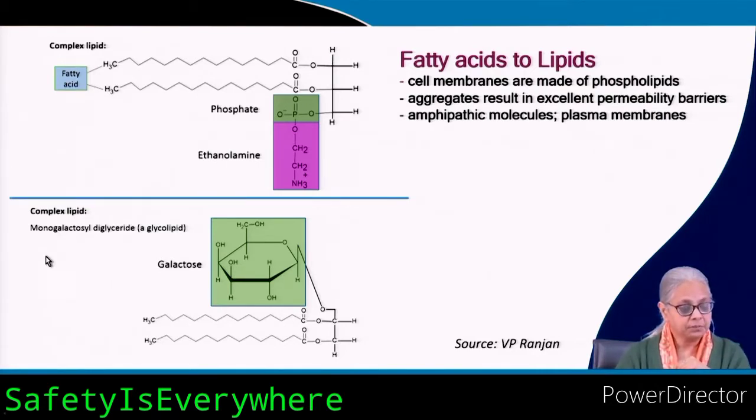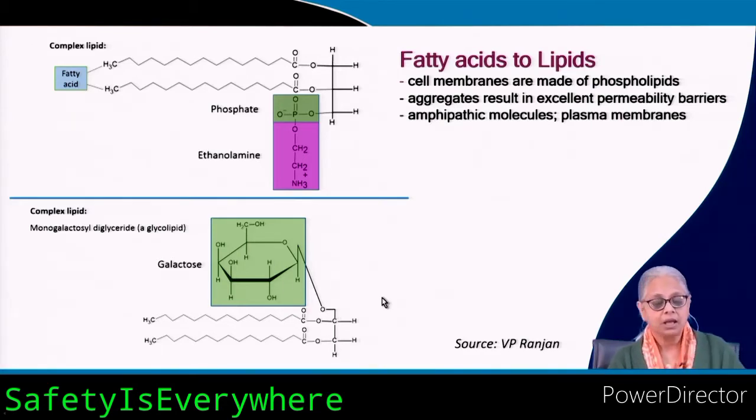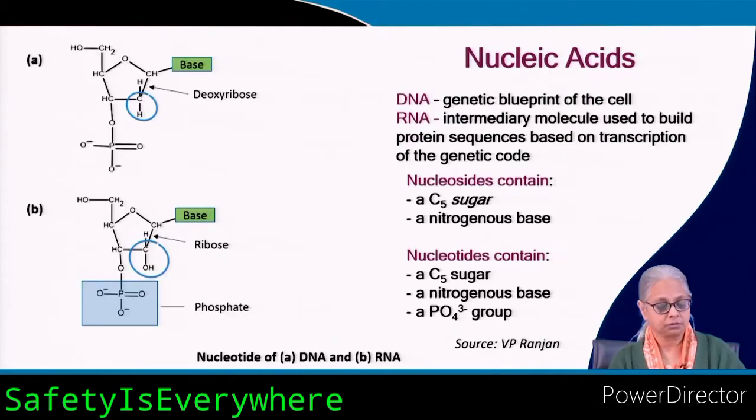Then we have complex lipids. So we have a glycolipid here. So the same glycerol molecule now has two fatty acids with a galactose attached at the C3 position, and that's the basis, like I said, of the plasma membranes.